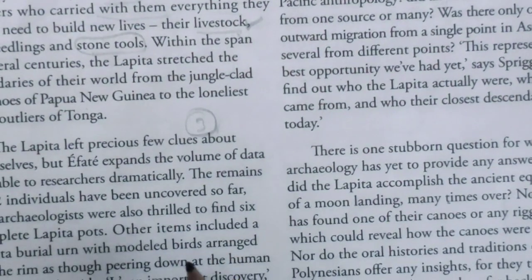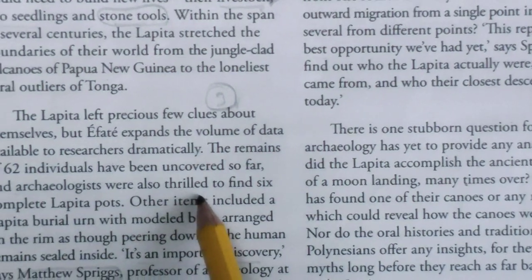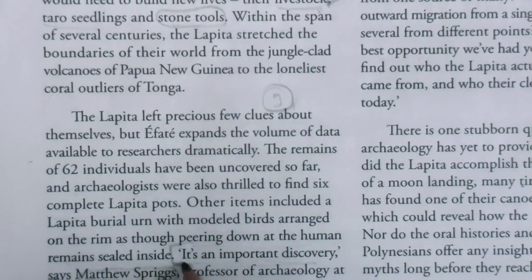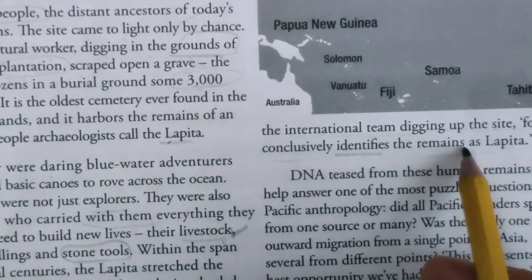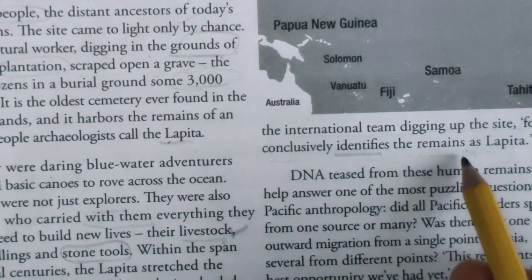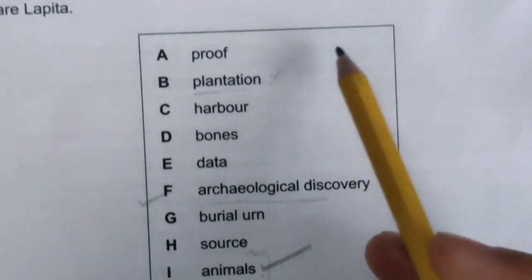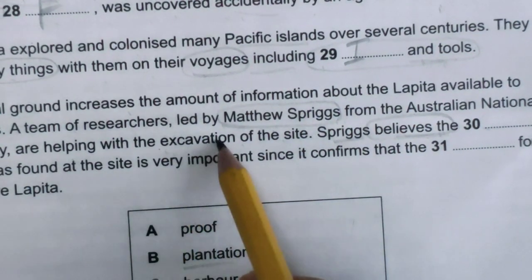So what we can read it to dramatize the remains of. Okay, archaeologists were also thrilled to find 6 complete other items arranged on the rim, peering down at the human remains. It is an important. Okay, from this inverted comma, this person, Matthew, is saying something. He identifies the remains as Lapita. He believes that this. Okay, so what we can find here? So national, these are helping with the excavation of the site.